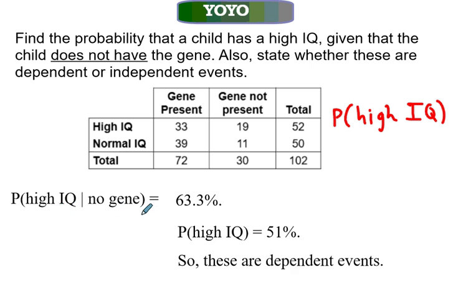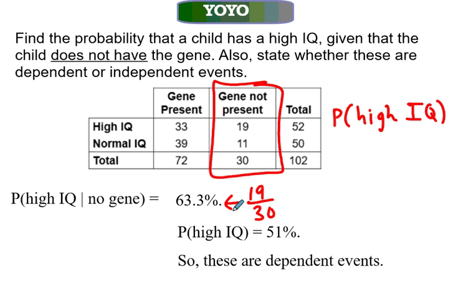Probability of high IQ given no gene, so no gene present. What's a high IQ likelihood? Well, that's a 19 out of 30 likelihood, which is 63.3%. The probability of having a high IQ in the first place we did earlier was 51%. I see these two values are different from one another, so there's an effect of not having the gene. Actually, if you don't have the gene, there's a higher likelihood of you having a high IQ. That's why medical researchers might care about this. So those are dependent events. The likelihood of having a high IQ depends on whether the gene is or is not present.